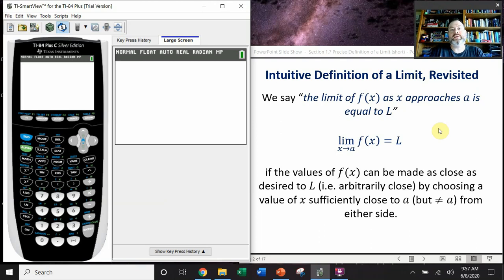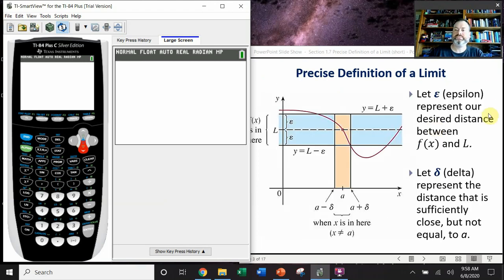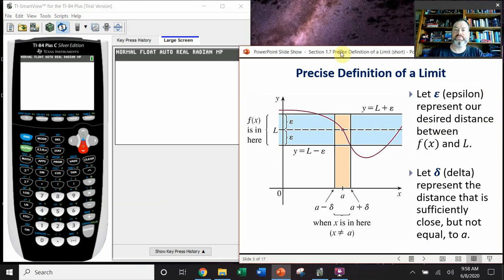But what does that mean precisely? So that's what we're going to look at today. So here's our precision definition of a limit. Get to know these pictures, folks, because, as soon as I'm done reading this slide, I'll show you the visualization. So the idea here is just that we have some function, some wiggly function that does something.